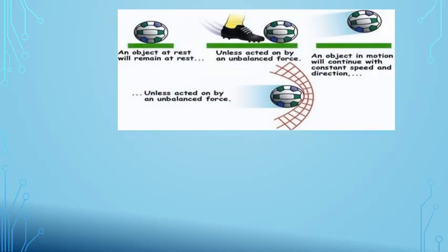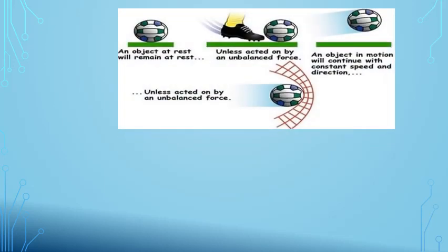Let us see the example of inertia. In this picture, two conditions are given. One is an object at rest, another is an object in motion. An object at rest always remains at rest because we are not giving any external force. That is the first one. The ball is at rest. Second, the ball is under an unbalanced force. Someone has kicked the ball.